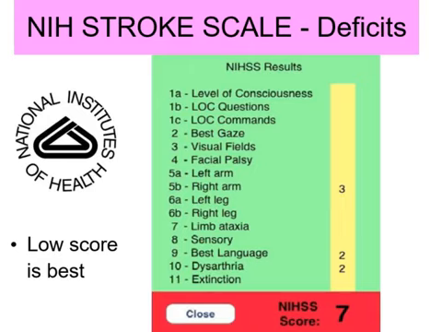Left arm, right arm, left leg, right leg, to see if there's any paralysis, limb ataxia, sensory, best language, dysarthria, and extinction. So dysarthria is difficulty with speech. Extinction means neglect, so basically the patient forgets that they have an arm or a leg. You can have limb ataxia, which means no coordination, so this may lead to lack of balance and coordination.